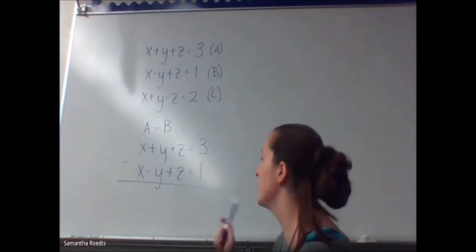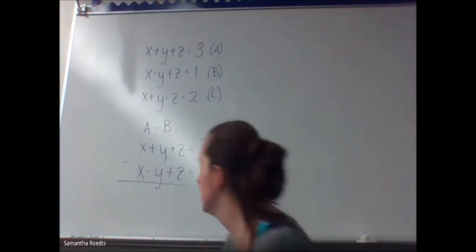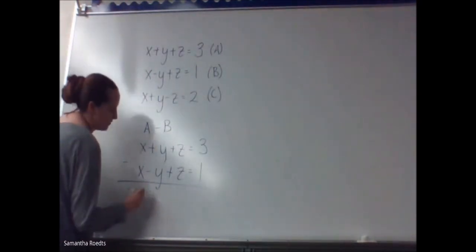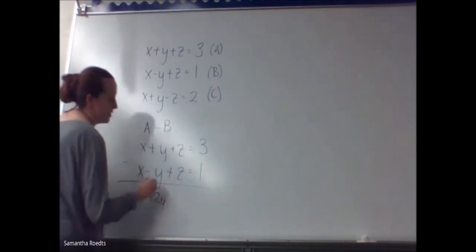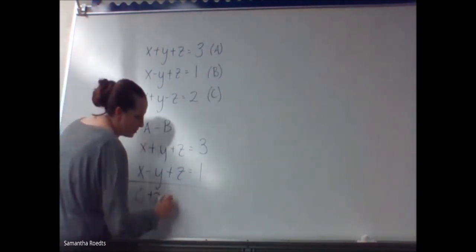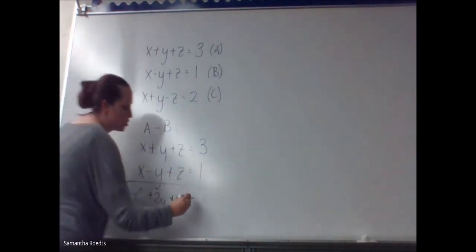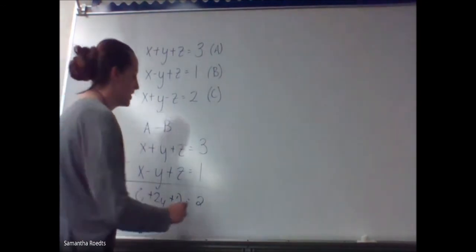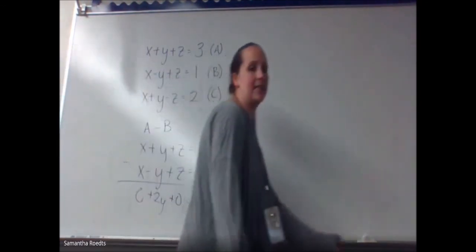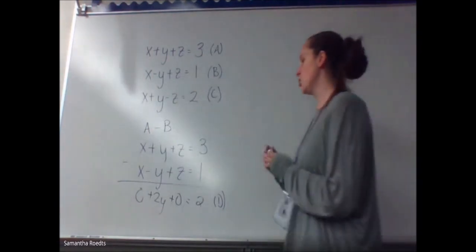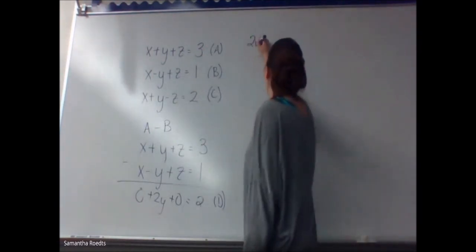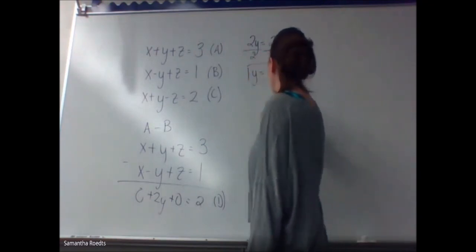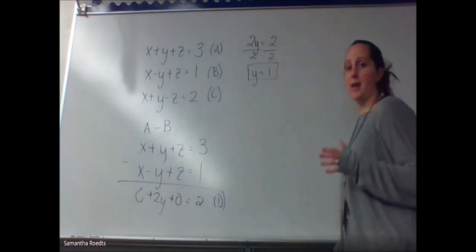So when I'm doing this, I'm going to subtract. x minus x is 0. Y minus a negative y becomes positive, so this becomes plus 2y. And then z minus z is 0, and 3 minus 1 is 2. So now I have y by itself. It's the only variable here, so I'm going to make it D and solve for y. I have 2y equals 2. Divide both sides by 2. Y equals 1. Now I have one part of my solution.